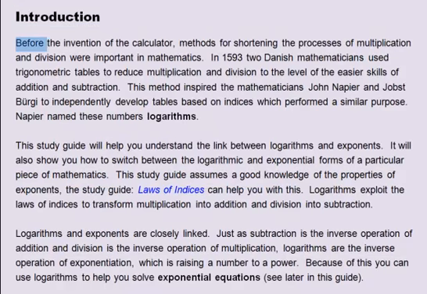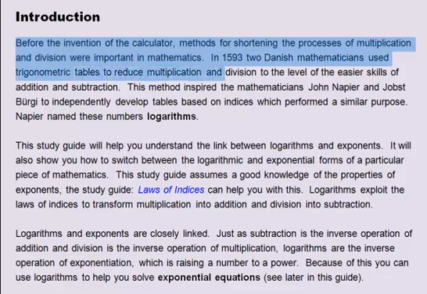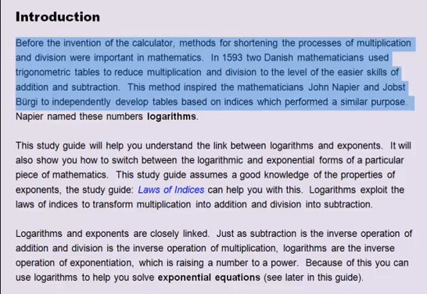Introduction. Before the invention of the calculator, methods for shortening the processes of multiplication and division were important in mathematics. In 1593, two Danish mathematicians used trigonometric tables to reduce multiplication and division to the level of the easier skills of addition and subtraction. This method inspired the mathematicians John Napier and Jobst Burgi to independently develop tables based on indices which performed a similar purpose. Napier named these numbers logarithms.